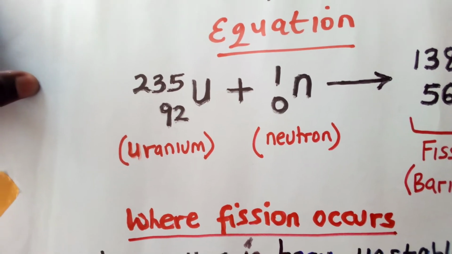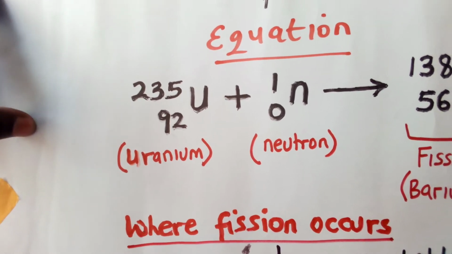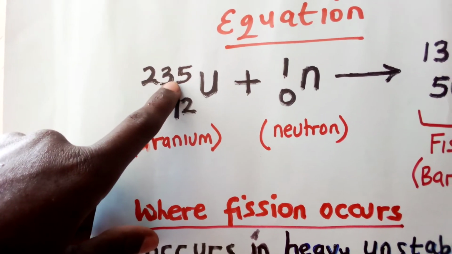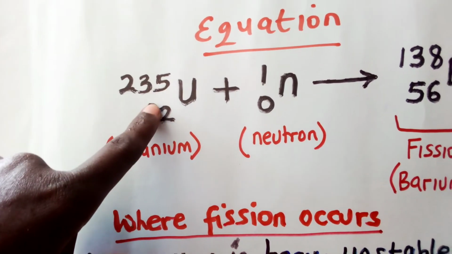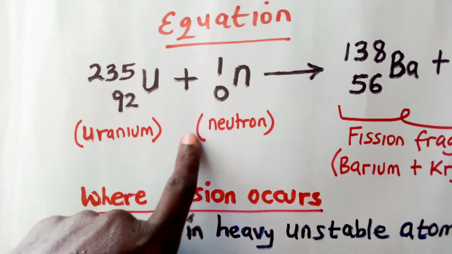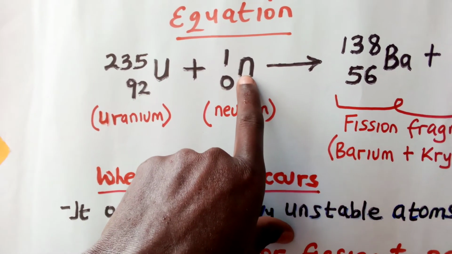Now, here we are saying an example of the one which splits is uranium-235. For it to split, you need a neutron. And remember, I said this is how we represent a neutron. You use a smaller n.